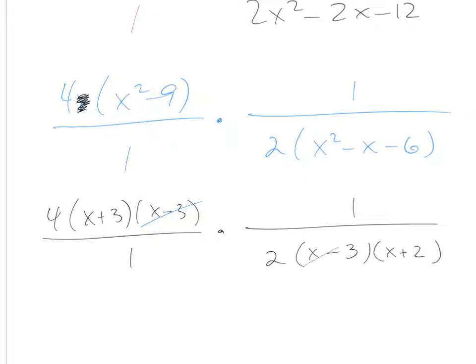Yeah, that's obvious. That's the one that's easy. What's the one that's a little tougher to then reduce? The 4. Yeah, the 4 and the 2. So you could simplify that. Again, this becomes a 2. This becomes a 1. 4 divided by 2 is really 2 over 1. So reduce, you get 2 times the quantity x plus 3, all over the quantity x plus 2.